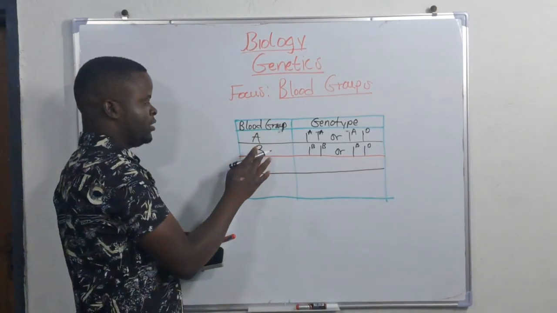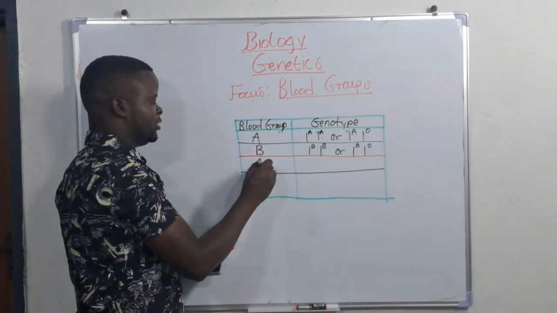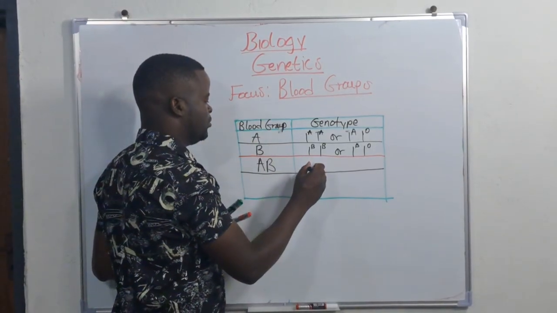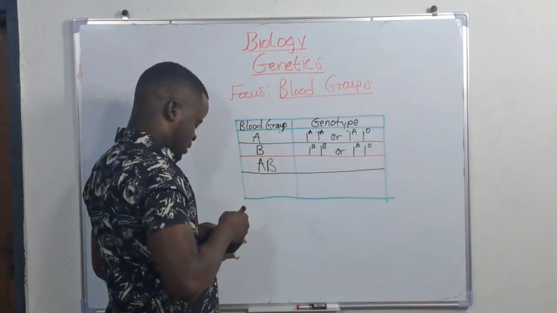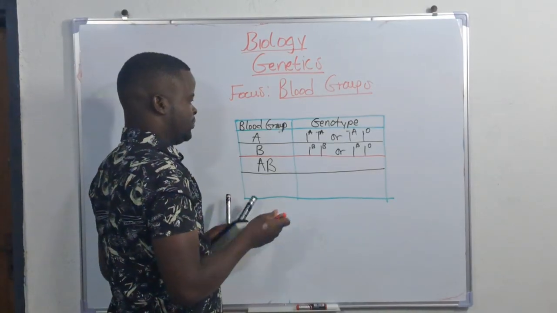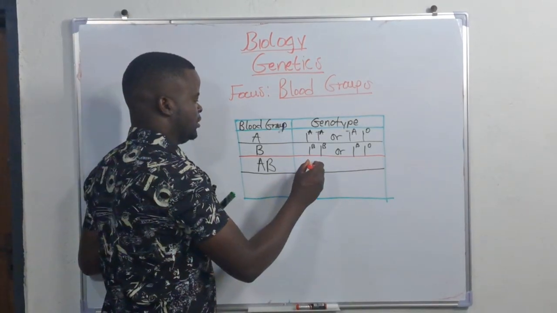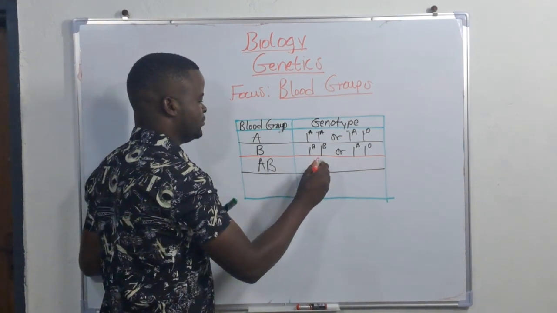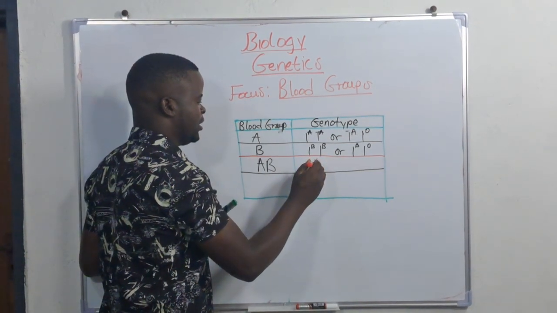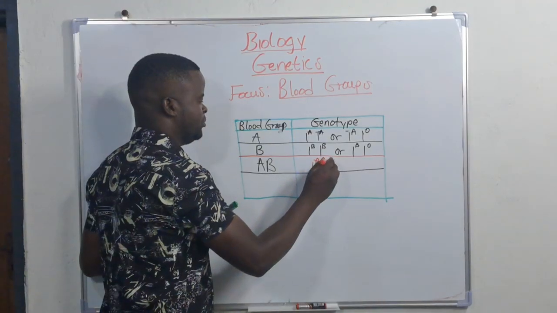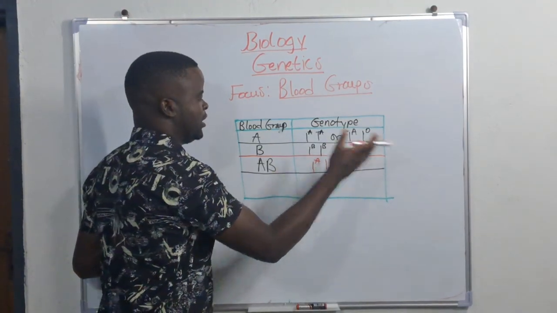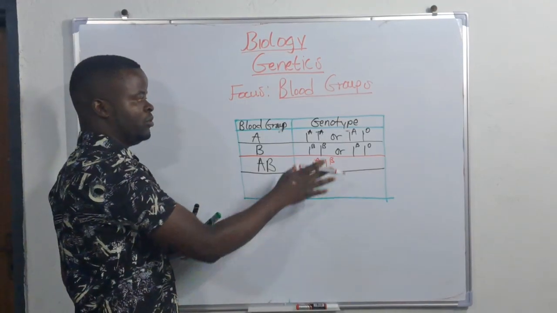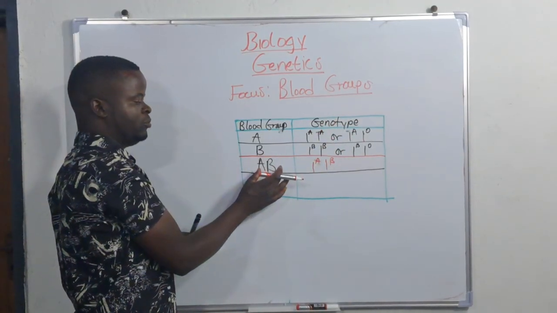So blood group A, blood group B. Let's talk about blood group AB. Blood group AB is called codominant. It has no heterozygous pair, so this one only contains homozygous dominant. So we have IA and IB only. This one has no other pairs. This is the only possible genotype that we have for blood group AB.